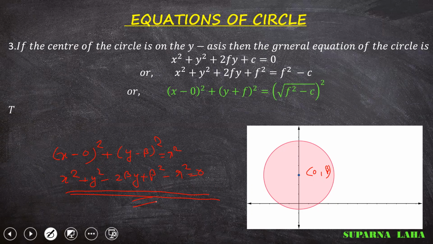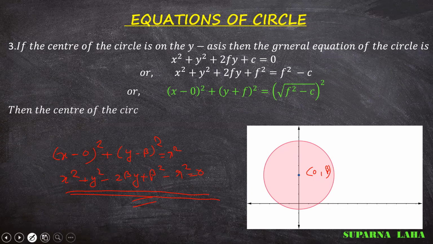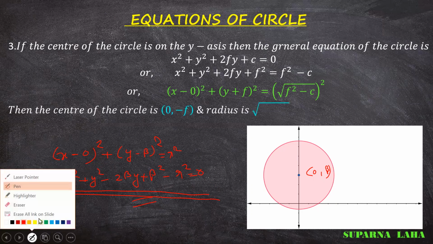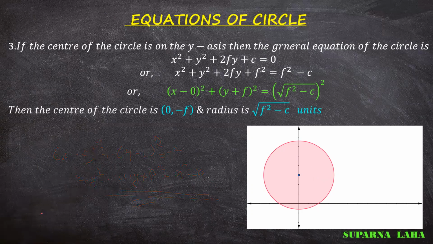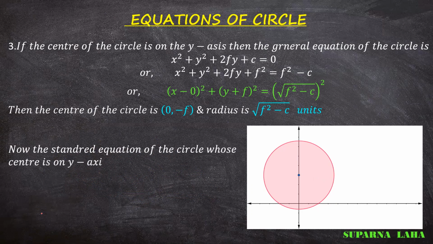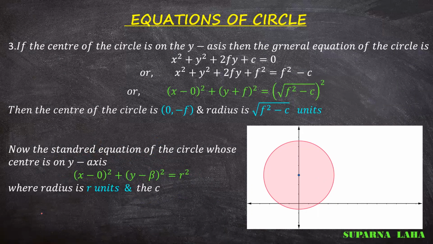The center is 0 comma minus f and the radius is under root f square minus c units. And again, write its standard form, that is x minus 0 the whole square plus y minus beta the whole square is equal to r square. Clear?